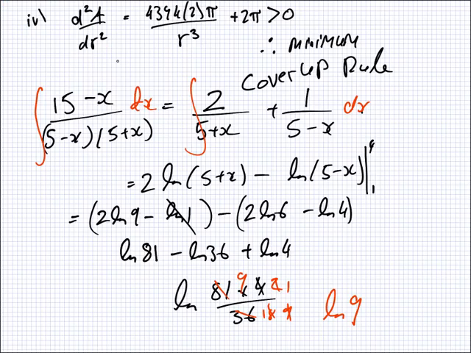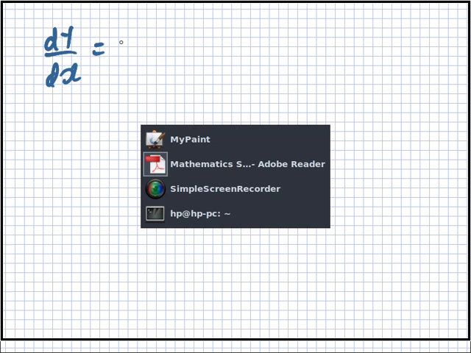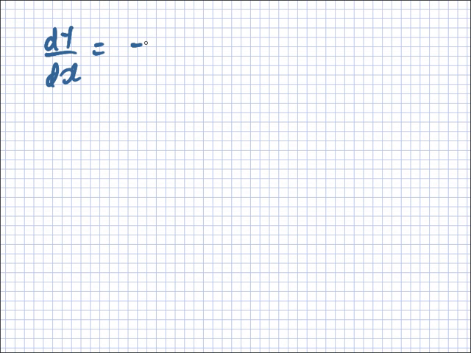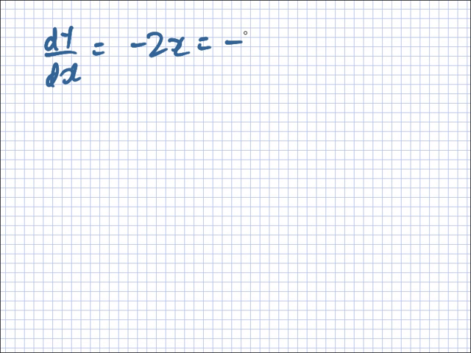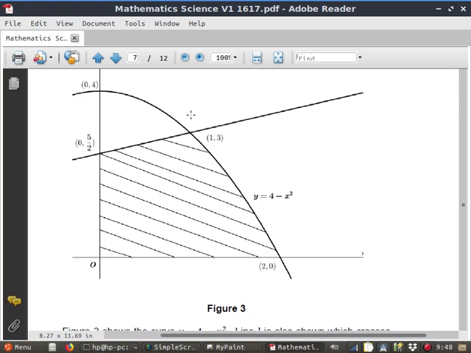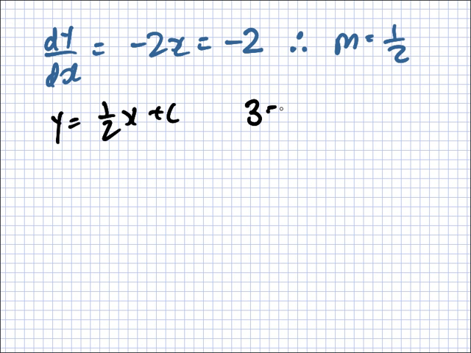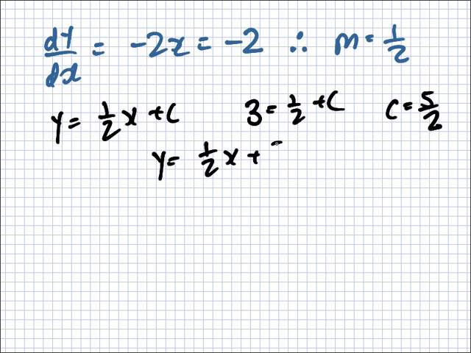Okay, so I think first things first, let's get the derivative. What's the derivative here? It's got to be minus 2x, and the x is 1. So therefore the slope would be a half if it's a normal. So you have y equals a half x plus c, and the point is 1, 3. So you get 3 equals a half plus c. So c is 5 over 2. So you have y equals a half x plus 5 over 2.